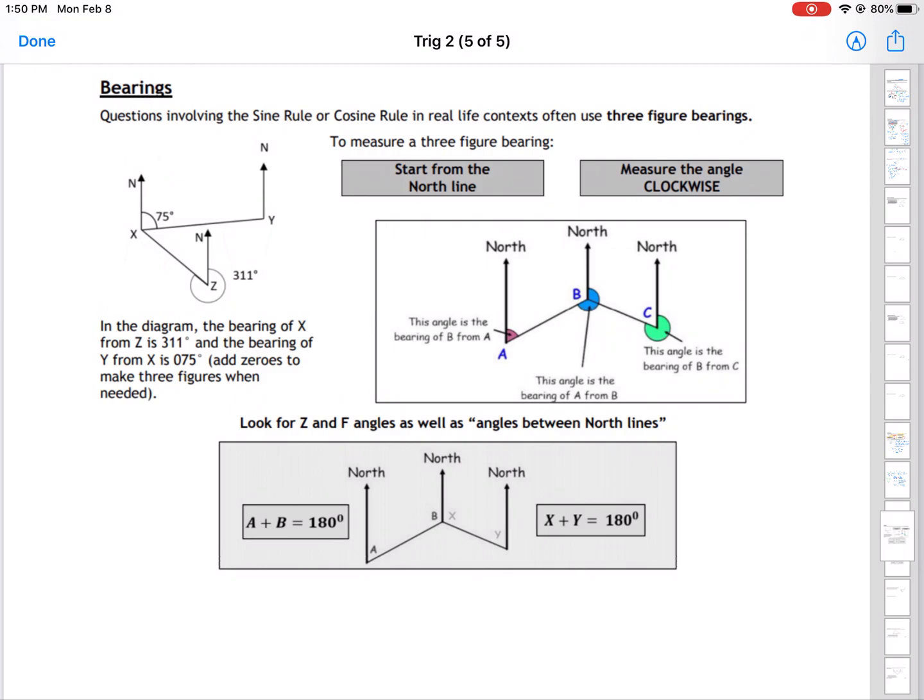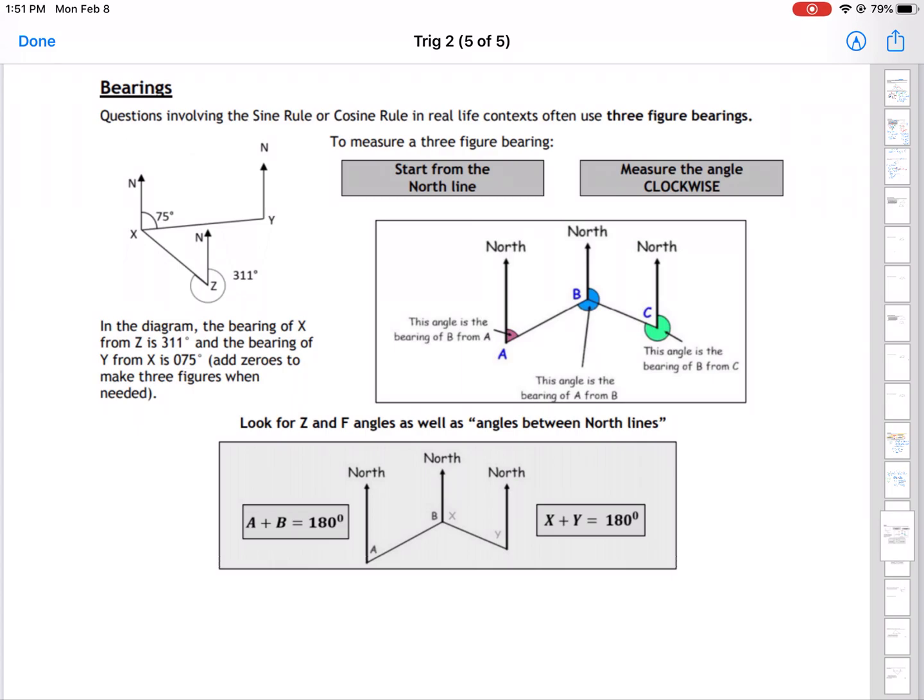Now, bearings is a large part of this topic as well. It's a way that they can add a level of difficulty into the questions that are involving sine and cosine rule. As if the question wasn't hard enough, trying to work out which rule to do, then trying to substitute everything in, they can also add in a level of difficulty with bearings. Now this basically explains everything to do with our bearings.